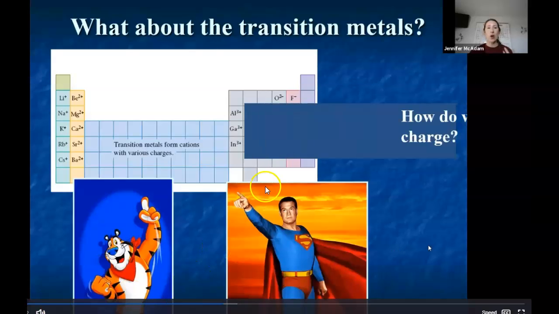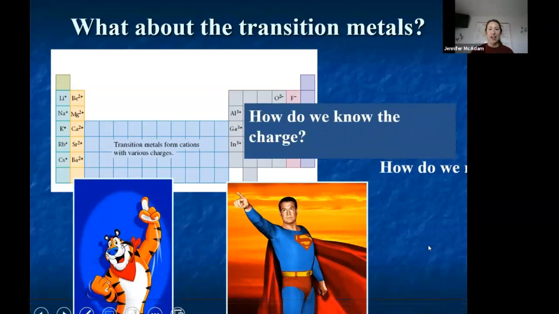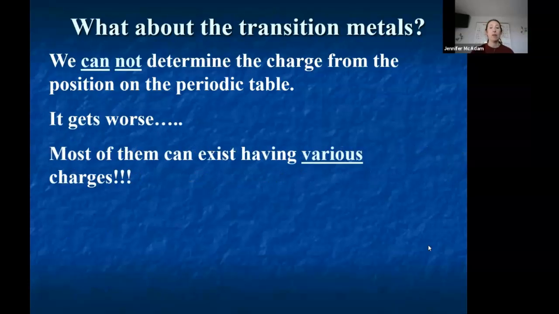That's just for the ones we know about. But what about the transition metals? So our transition metals have different charges. So how can we name them? We cannot determine the charge from the periodic table. And it gets worse. Most of them have various charges.